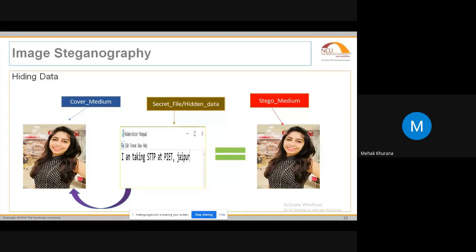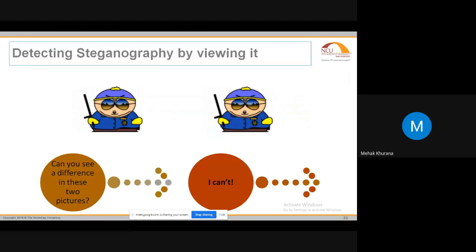Next, sir, please. In the next slide you can see there are two images. Can you see any difference in these two pictures? Can you identify that there is any difference? No, we are not able to identify it by the normal eye. The human eye will not be able to identify whether there is a difference in the image or not. Detecting steganography inside the image is also very difficult.